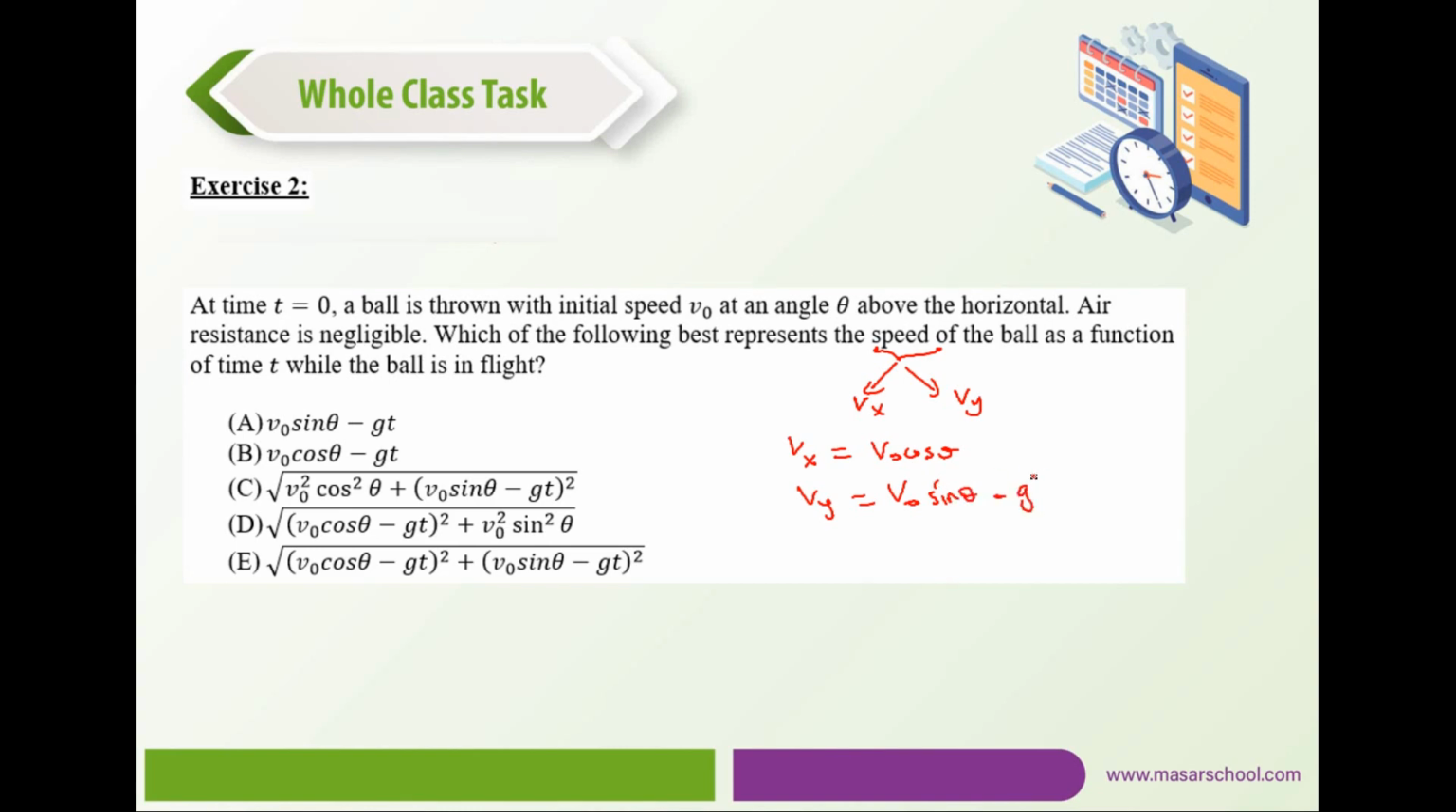Then the speed in this case is given by the radical of vx square plus vy square, and that would be v0 cosine theta to the power of 2 plus v0 sine theta minus gt to the power of 2, and the correct answer in this case would be C.